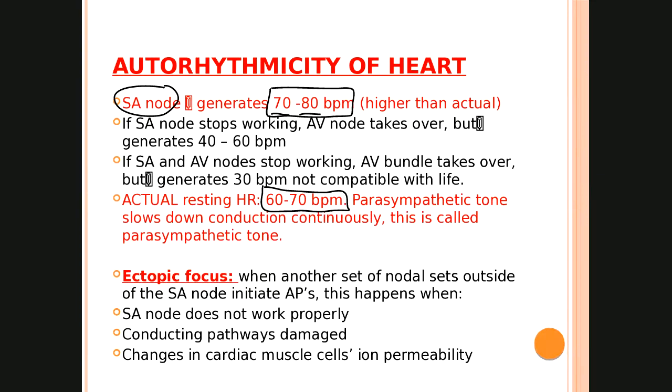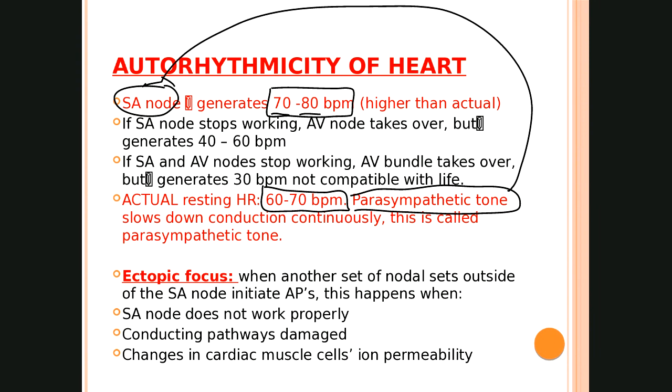So the SA node has parasympathetic innervation via cranial nerve number 10, the vagus nerve, which is constantly slowing down the SA node from 70 to 80 beats per minute to an actual resting state of 60 to 70 beats per minute. If we were to cut or sever the vagus nerve, the heart would not stop beating. Instead, it would just beat a little faster, 70 to 80 beats per minute, because now there would be no parasympathetic tone slowing down the SA node.